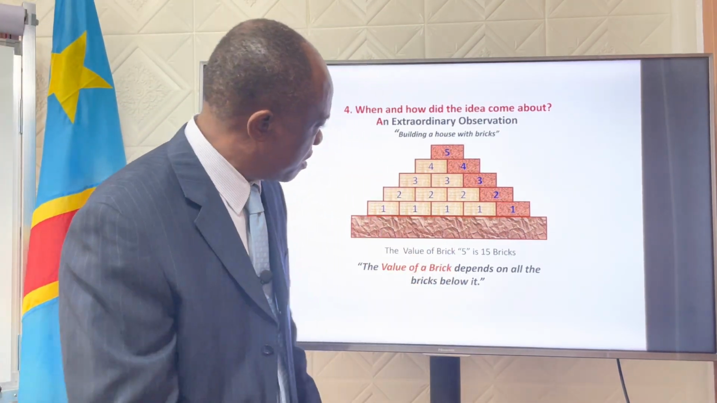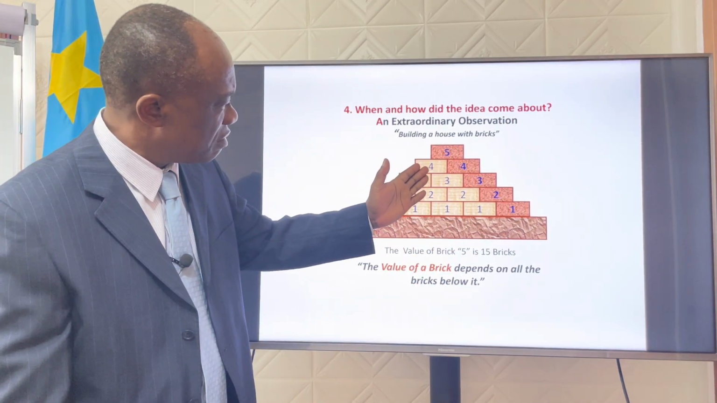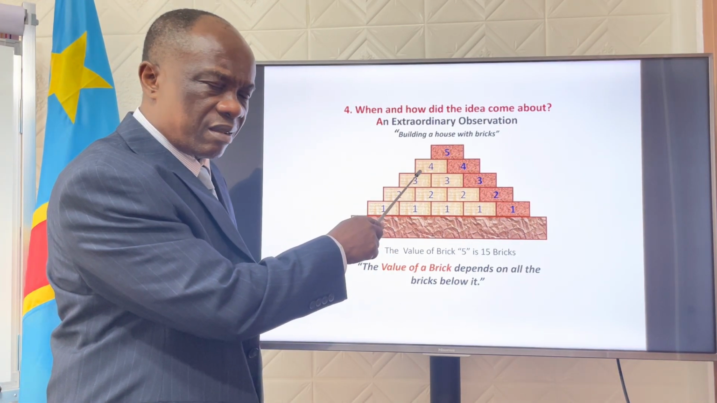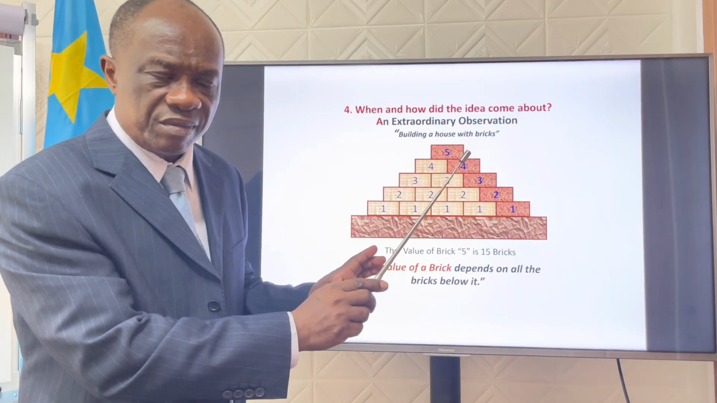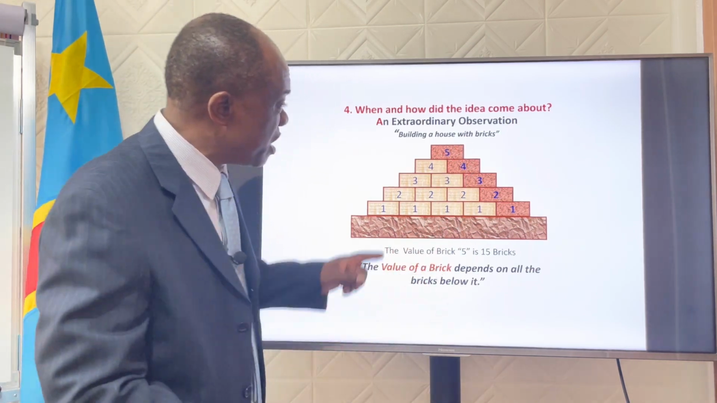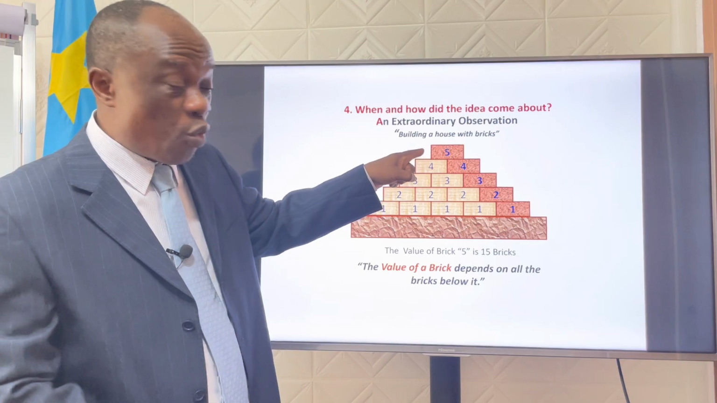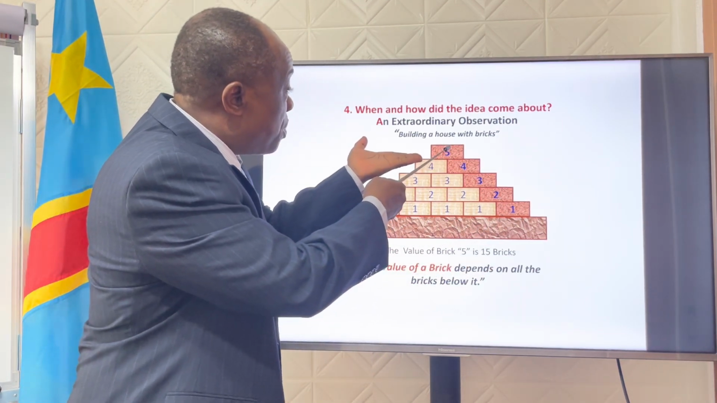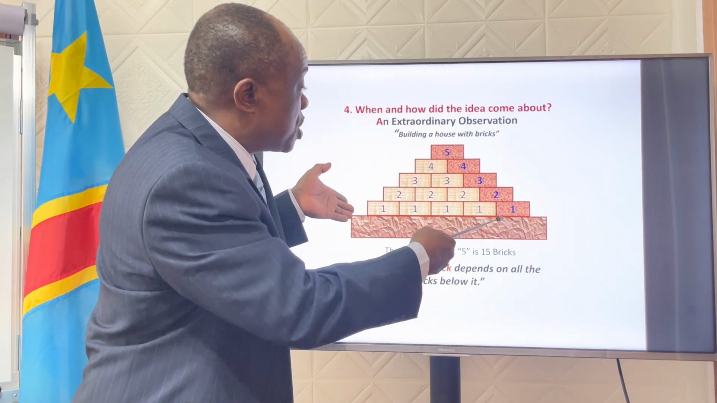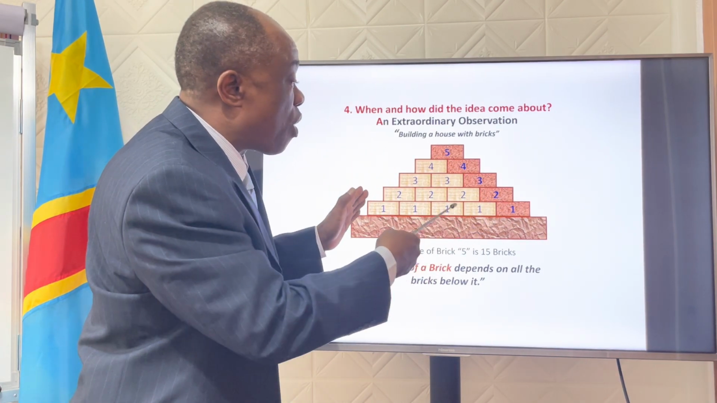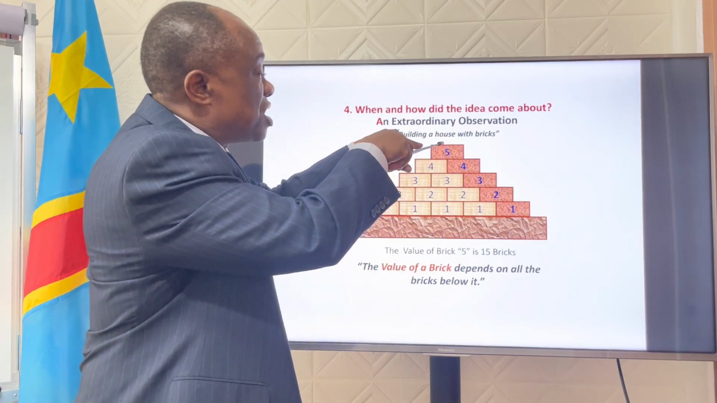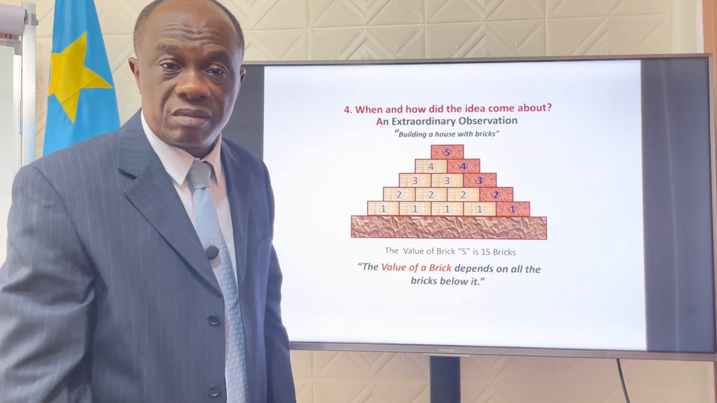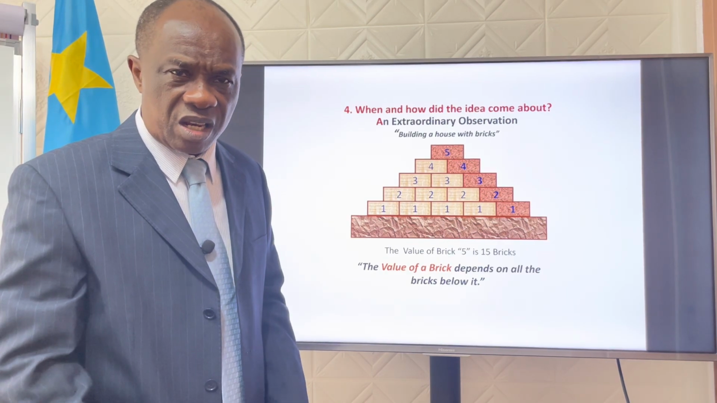I saw that a brick, when it is here, has a different value. Here, a different value. Because that brick cannot be there without this structure. Therefore, the brick here depends on all these bricks. So these ones all are there just for the sake of this one, the number 5. Do you understand that?